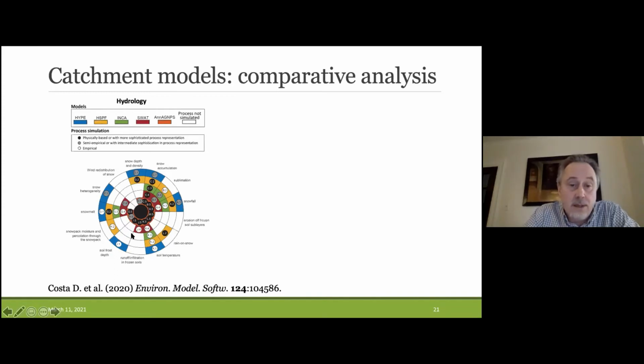And in some cases, just one or two models represent a particular process. And in some cases, like soil temperature, it's represented in all these different models. What the analysis also does is to identify whether the processes are represented by physically based or more sophisticated process representation, or whether they're empirical or somewhere in between.